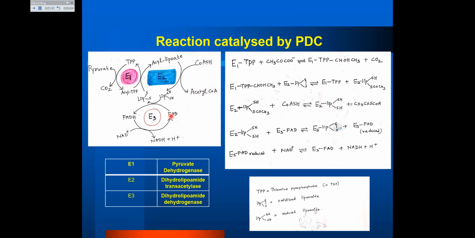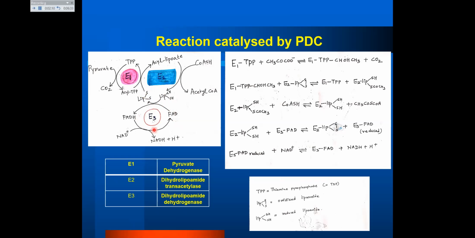The next two steps of the reaction are catalyzed by the enzyme E3, which catalyzes electron transfers that are needed to regenerate the disulfide bridge of lipoamide, and during this mechanism the reduced form of lipoamide is converted to the oxidized form to complete the catalytic cycle.